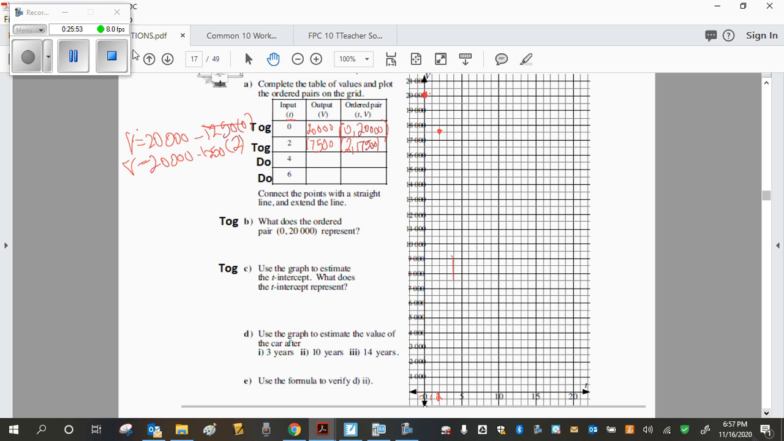And go ahead and complete the table and plot the points.